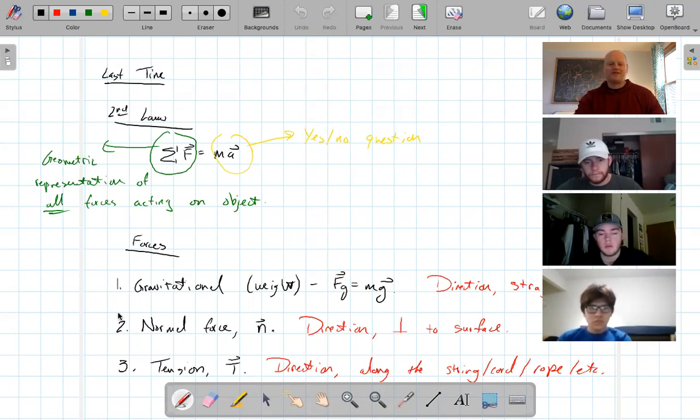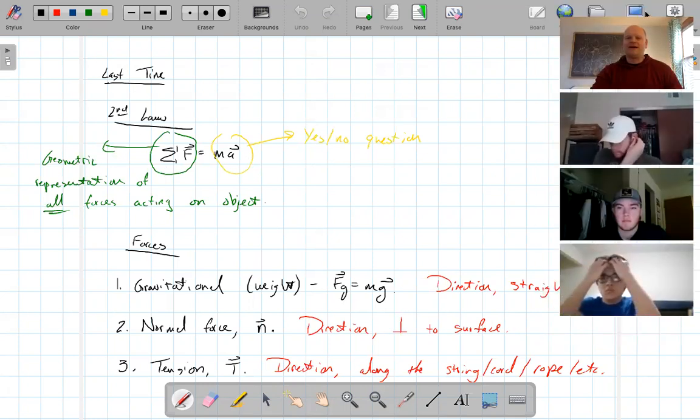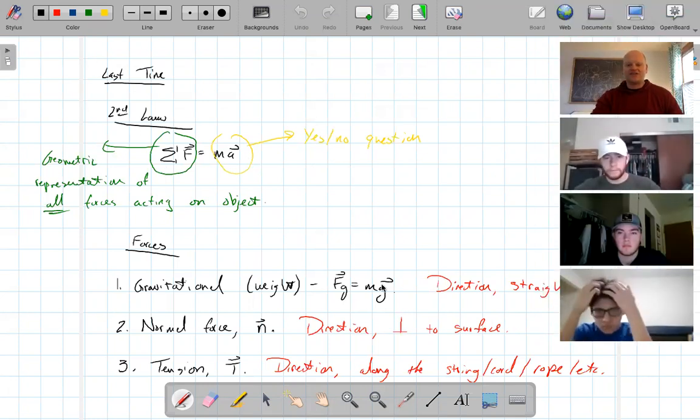So far, we've seen 3 different types of forces that we're going to run into a lot. The first one is the gravitational force, or the weight, which we've defined as F sub g, which is equal to mg, mass times the acceleration due to gravity. Since g points straight down, the direction of this force is also straight down.